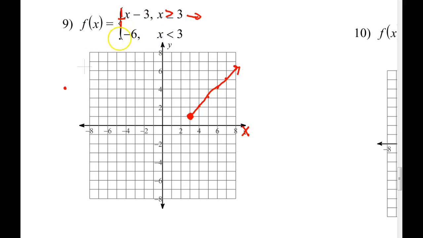And lastly, we can do here. We know if it's just a number, it's a horizontal line. So go to y equals -6 on the y-axis. -6 is down here. And if you haven't caught on yet, where one ends, the other begins.